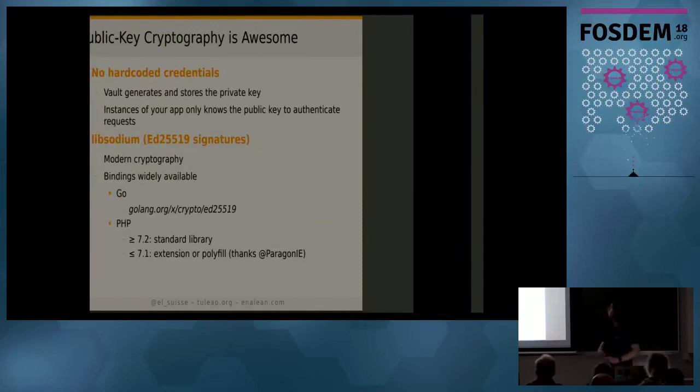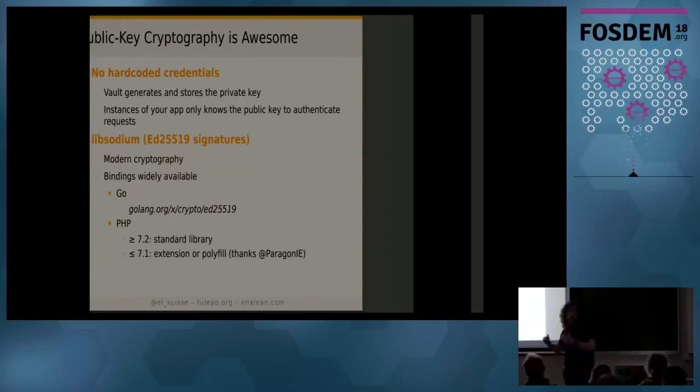So basically, for our use case, to authenticate requests coming from Vault, we have chosen to rely on public key cryptography. We generate the private key directly in Vault. The private key cannot be extracted from Vault; it's used directly from Vault, and only Vault knows the private key. And on all the instances of our customers, we just deploy the public key part.